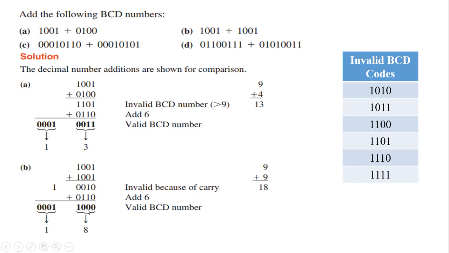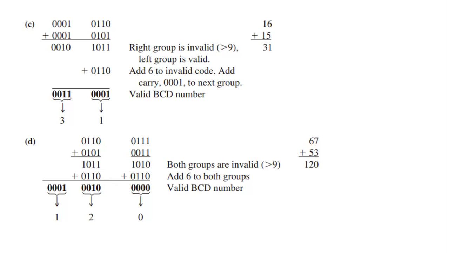1 plus 1 is 10, so 1 is carried. 1 plus 1 is 1, and this carry. So we make it a 4-bit by padding 3 zeros on the left: 0001. So it becomes 18. So this is how we add BCD.